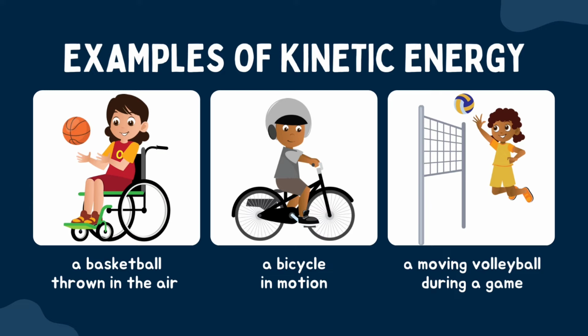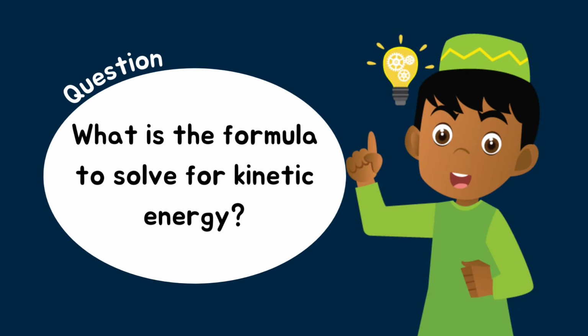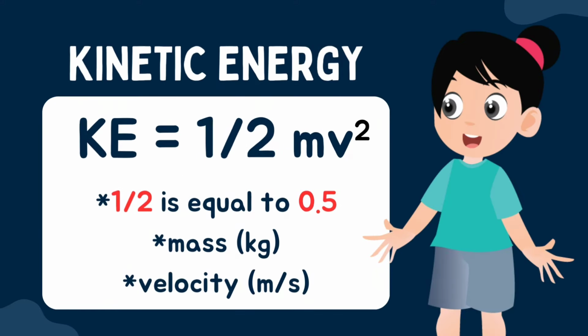In short, whatever we do or whatever an object does, as long as it is moving or in motion, we possess kinetic energy. Now, what is the formula to solve for kinetic energy? The formula to solve for kinetic energy is KE is equal to 1/2 mv squared. Since a fraction is difficult to multiply with a whole number, we will convert 1/2 to 0.5.